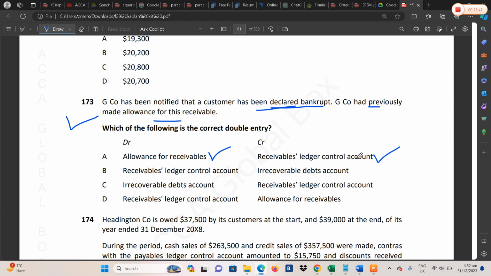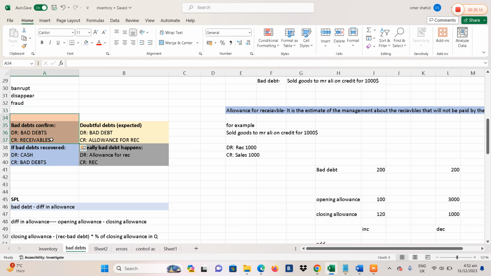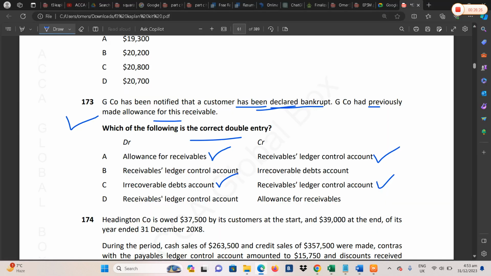There is a small mistake in here. They actually ask you the entry for bad debt. We will pass this double entry, allowance for receivable debit and credit receivable, but we will do this separately. The main entry we need to record for bad debt is bad debt debit and credit receivable. This is the one we studied here: when the bad debts were confirmed, the question states that the customer was declared bankrupt. So it is confirmed that bad debt has happened. So what entry do we need to pass? Debit bad debt, and credit receivable. That's why our answer is C and not A.